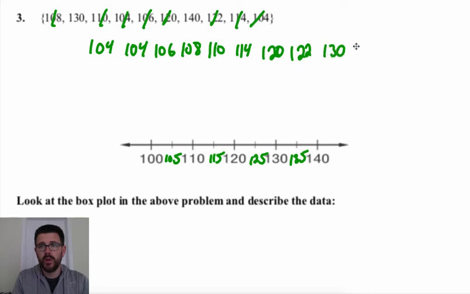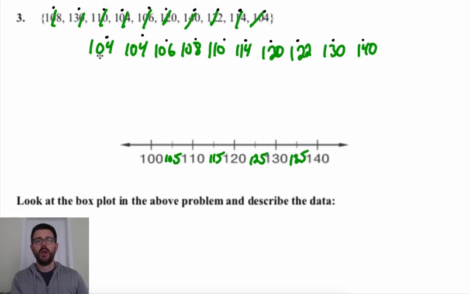And 130 and 140. All right, I had 1, 2, 3, 4, 5, 6, 7, 8, 9, 10. Good. So I'm going to sort to the middle, so 1 from either end. This time I already know I'm going to get stuck with 2 numbers in the middle. So I'm going to have to find the middle of those 2 numbers to find my median.